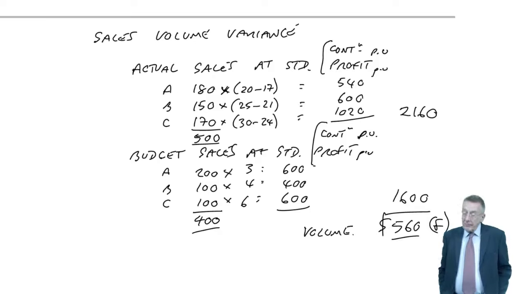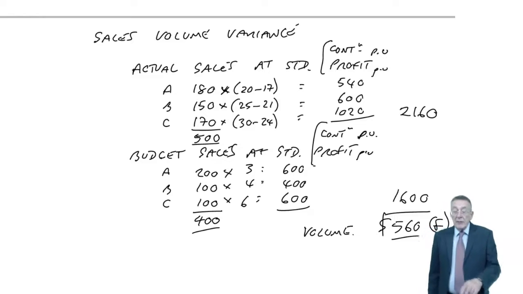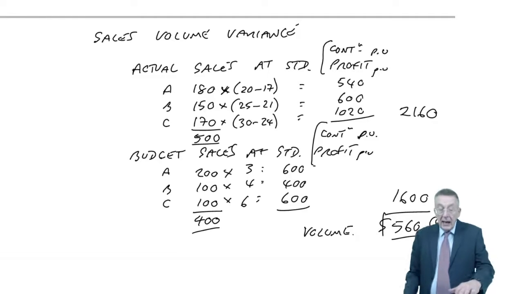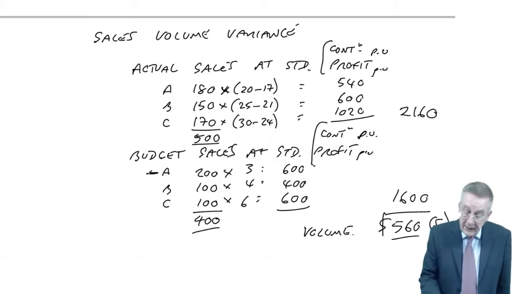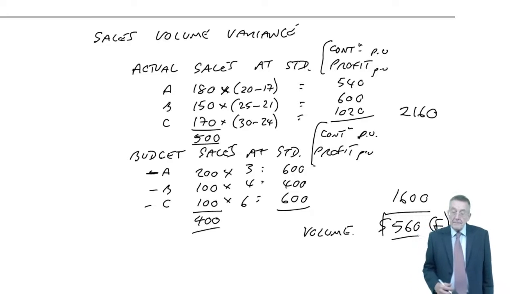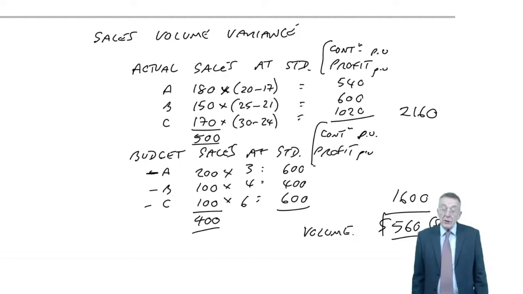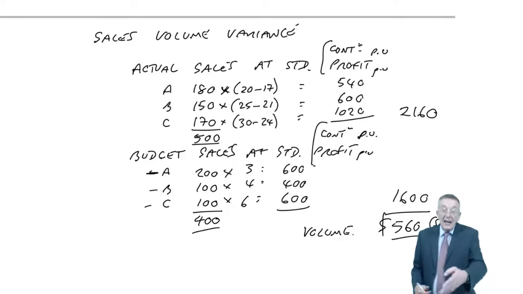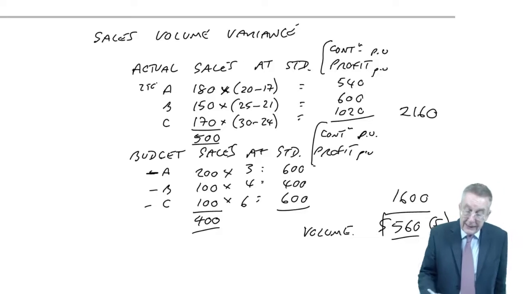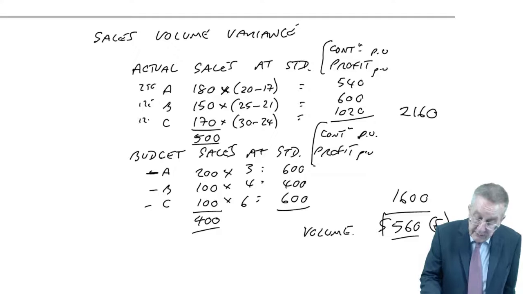But there's something else, though. We did sell 500 units, but if you look at the original budget, we were expecting half our sales to be of A, and then 100 each for the other two. That was how we thought the sales would mix. All right, we sold 500, but if A still had half the sales, half of 500 would be 250. And we were expecting 125 B and 125 C.